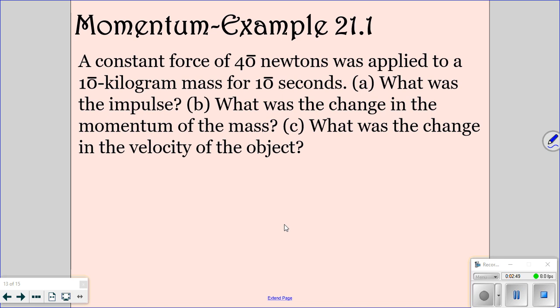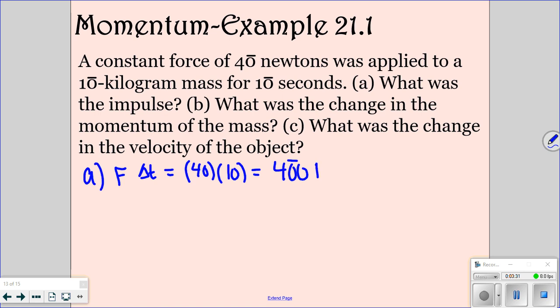So we're going to look at an example. Depending on the problem that they give you, the information they give you will change what formula you're going to use. So they give us a constant force of 40 applied to a 10 kilogram mass for 10 seconds. What was the impulse? Well, impulse is just F delta t. So for the impulse, you're just going to do force, which is 40, times your time, which was 10, and so your impulse is 400. And we have two sig figs, so it's going to be 400 with a bar, and then force is newtons, and then time is seconds. So Newton second, not Newton per second, Newton second. So that's your impulse.